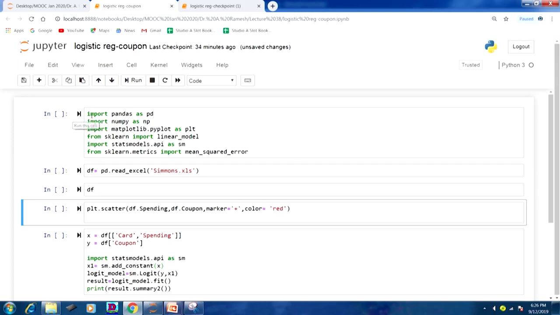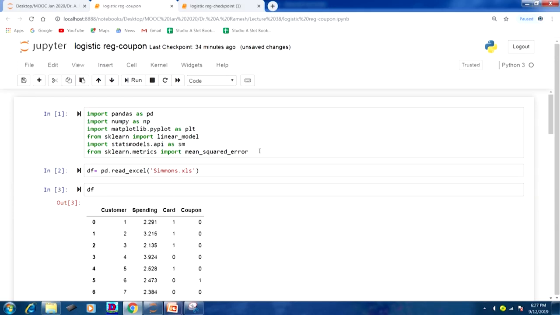So what are the libraries required? You need pandas, numpy, matplotlib.pyplot, and sklearn for doing a linear model. You can import statsmodels.api, then from sklearn.metrics import mean_squared_error. The file name is simmons.xls. As I told you, this was taken from the Anderson, Sweeney and Williams book. So this was the data.